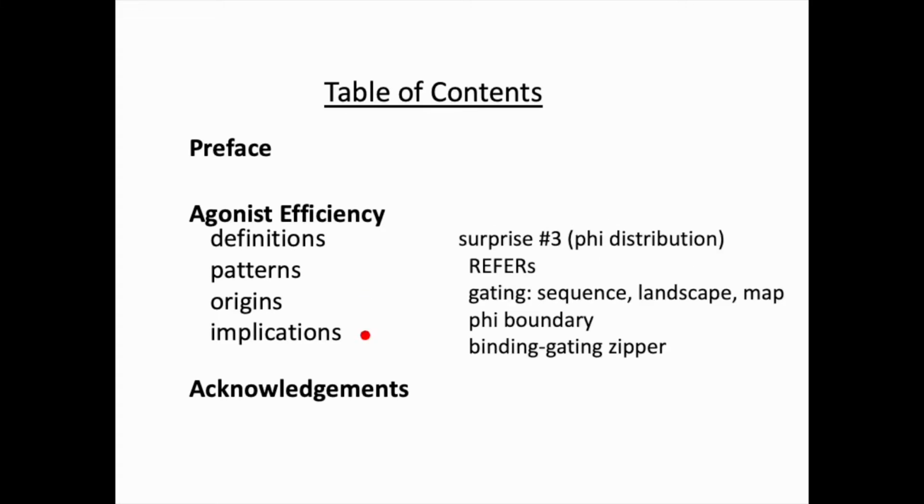And in the fourth and final chapter, we leave the agonist and we turn to the rest of the gating isomerization. And I will again start with an unexpected experimental result, this time with regard to a parameter called phi, or phi, which gives the energy of the transition state at different regions of the protein. And I will end this section by trying to link the binding and the gating parts of the agonist activation process into a zipper mechanism.